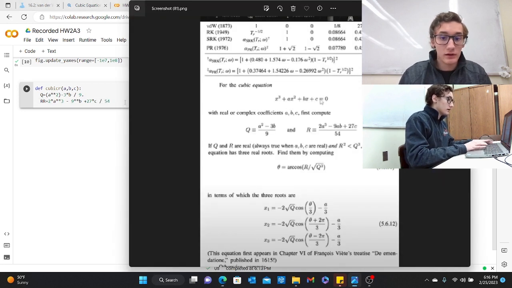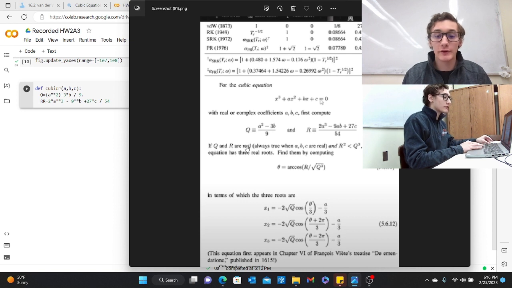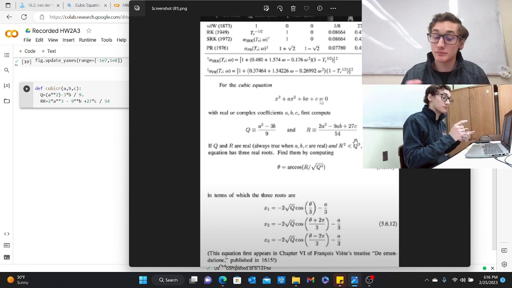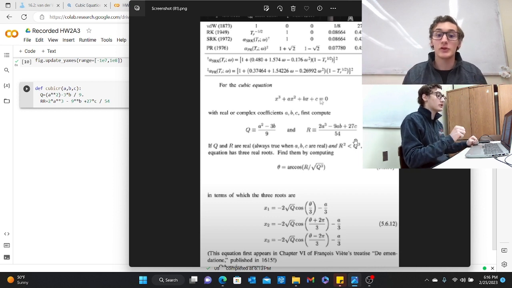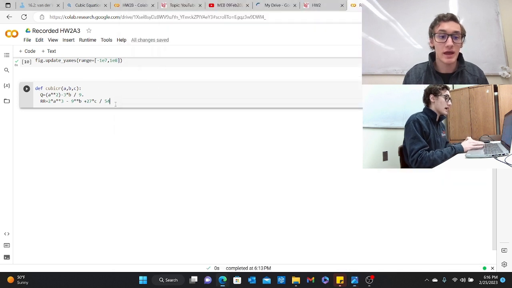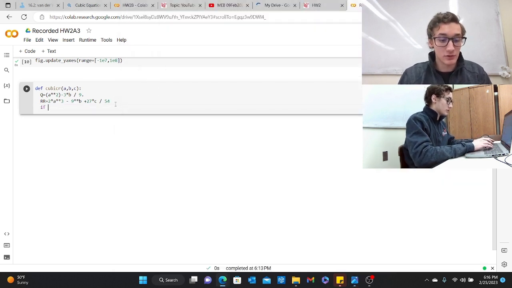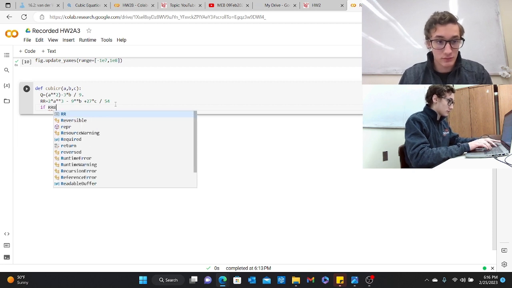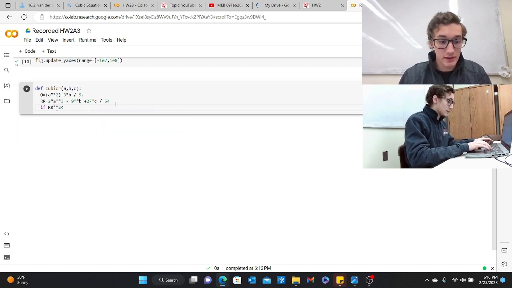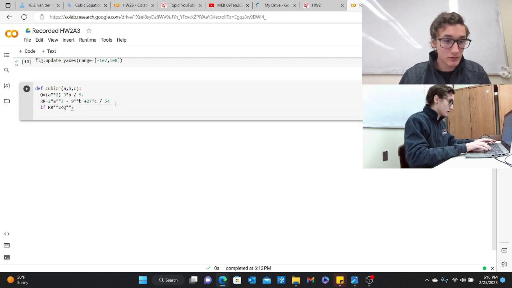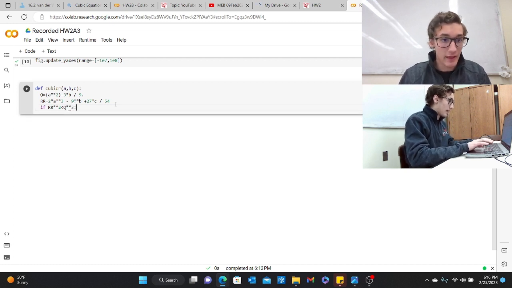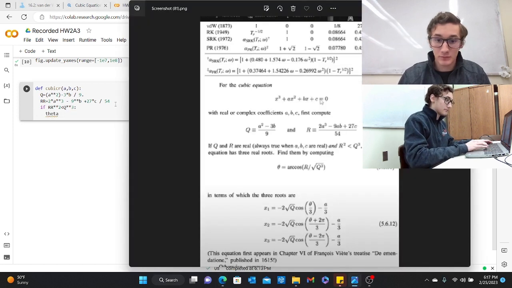Okay? And this states that if Q and R are real, which is always true if and when A, B, and C are real, and R squared is less than Q cubed, then the cubic equation has 3 real roots. So that's going to be an if statement in our problem. So if R squared is less than Q cubed, gotta put that, theta is equal to arc cosine of R over the square root of Q cubed.